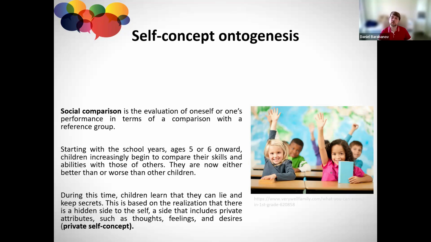It's something like super personal. It may be some of your views or fears or something which you consider inappropriate for some reason. All people have this private self-concept, and it starts forming around 5-6 years old, when children get an ability to lie and hide the truth.